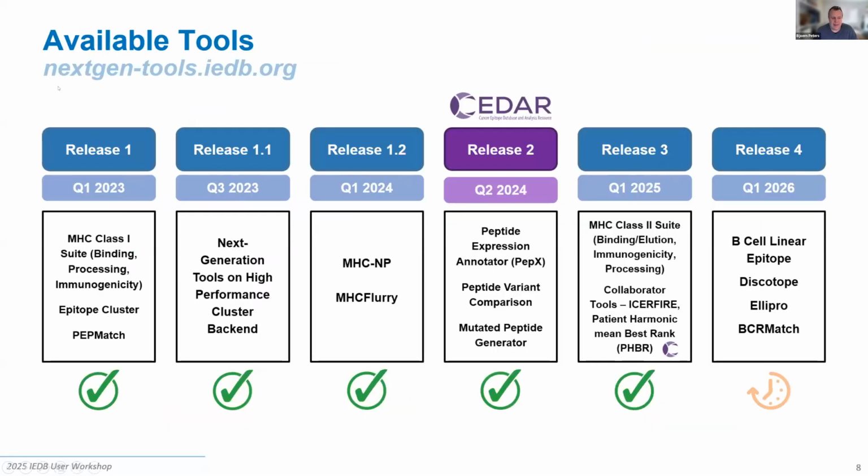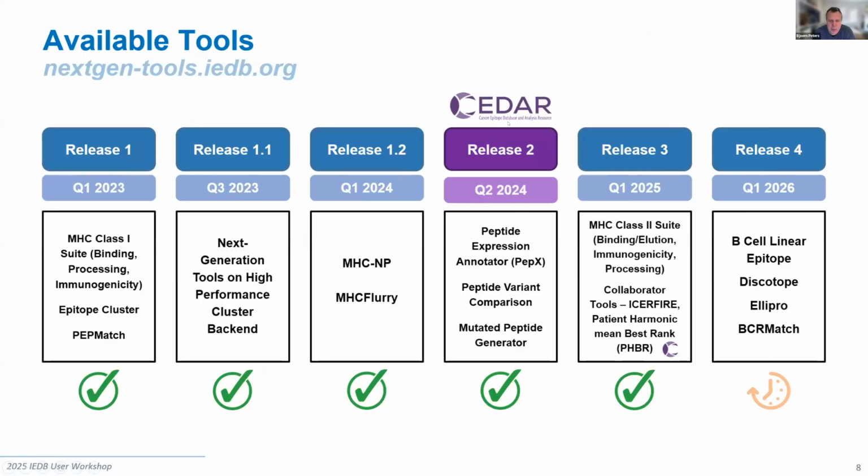So, as I mentioned, we started this in 2023. That's when the first site became live, implementing the first set of tools. And we are in this transition state where we have been gradually moving over, and we are on track at this point to release 4, which should be happening early 2026, when the B cell tools are going to be added to this page as well. So currently everything is T cell centric on the next gen site.